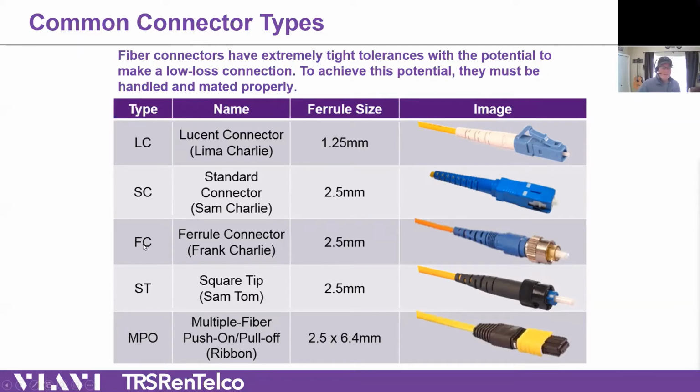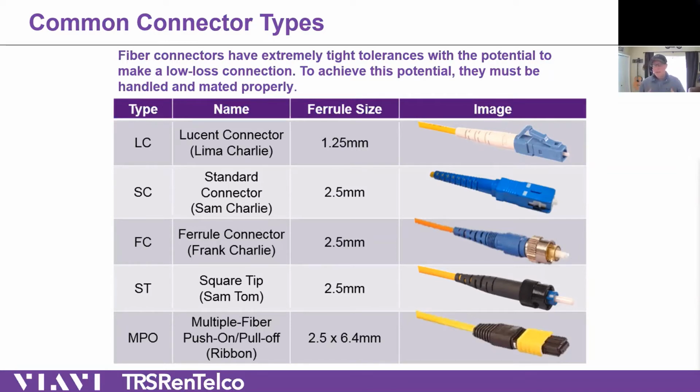The next two, the Frank Charlies and the Sam Toms, older connectors. We tend not to see those in newer networks now. These are BNC-like connectors for the RF people out there, the TDR people. They are push in, turn, right? They're not meant to be taken out very often. They're still viable in the network. We just tend not to see them as much on the newer applications.